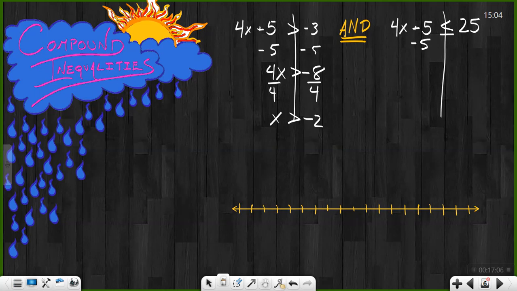On this side, subtract 5. Same steps right there. So I get 4x is less than or equal to 20. And divide by 4. I did not divide by a negative, so my sign does not flip. I find that x is less than or equal to 5. So in this case, let's get ourselves some points on here.